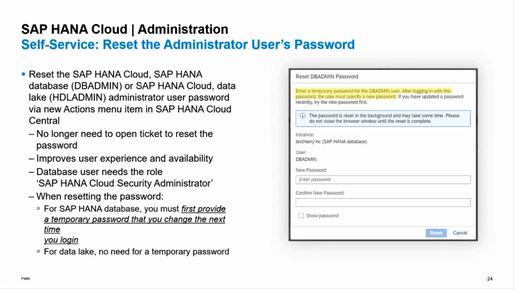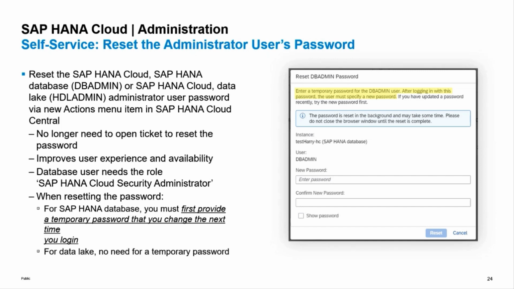And then something very important to keep in mind is that when you reset the user password for HANA database, you first have to provide a temporary password that you change the next time you log in. So that is a behavior that we have for HANA Cloud. And in fact, we give you a warning about that in the dialog, and that's what you see on the right-hand side in the screenshot. I've highlighted that in yellow. And for data lake, there's no need to provide a temporary password. It just does it, which is also the default behavior of data lake.